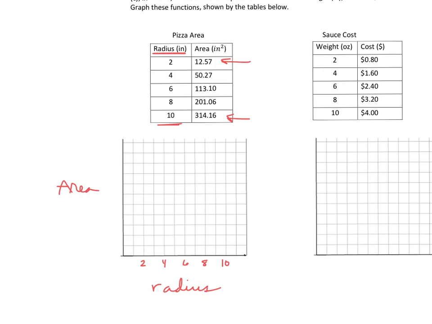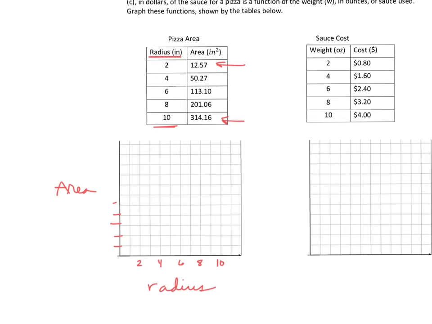Okay, so let's think about this. If we count by 10, it would be 10, 20, 30, 40, 50, 60, 70, 80, 90, 100, 110. Is that going to work? No. Why not? We got to get to 300, right? And we only got to 110. Okay, let's try 50 then.